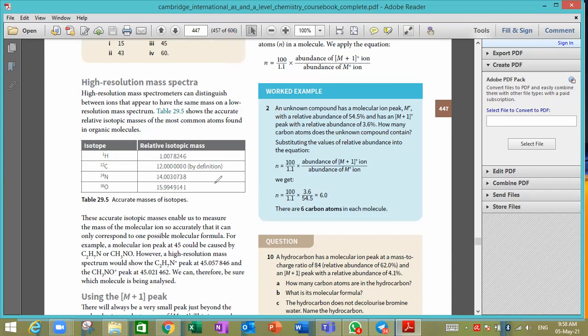So we are going to apply the rule that n equals 100 over 1.1 times the abundance of the M+1 peak, denoted here by 3.6, divided by the abundance of the molecular ion peak, which was given here to be 54.5. So the number of carbon atoms equals 100 over 1.1 times 3.6 divided by 54.5, we get 6. So we have 6 carbon atoms.